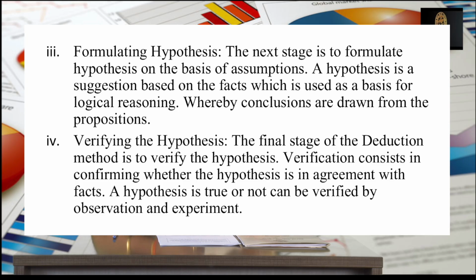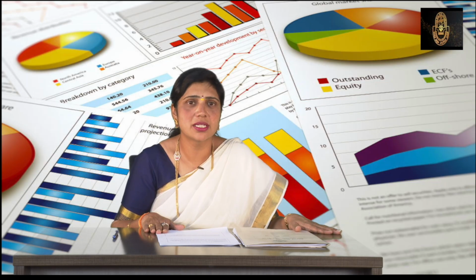The next one is verifying the hypothesis. The final stage of the deduction method is the verification of the hypothesis. Verification consists in confirming whether the hypothesis is in agreement with facts, or whether a hypothesis is true or not, which can be verified by observation and experiment.